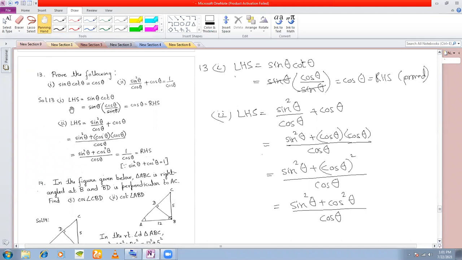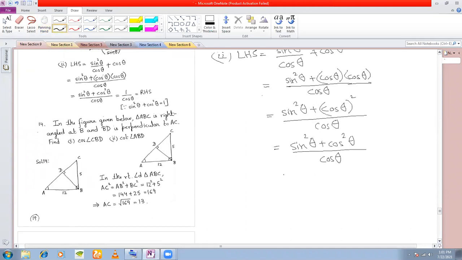And you know sine square plus cos square from square relations. What do you know? Sine square theta plus cos square theta is equal to 1. It's equal to 1 by cos theta, which is equal to RHS. That is what you had to prove. Clear? Any question?